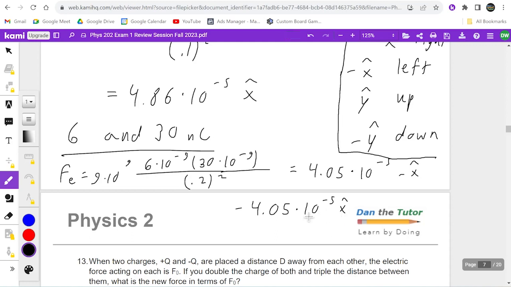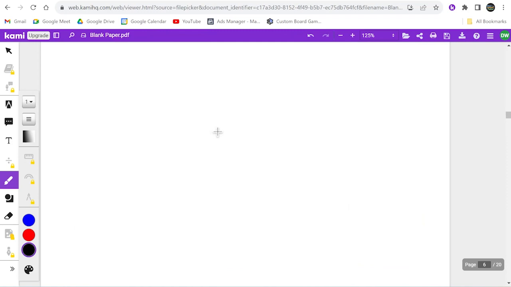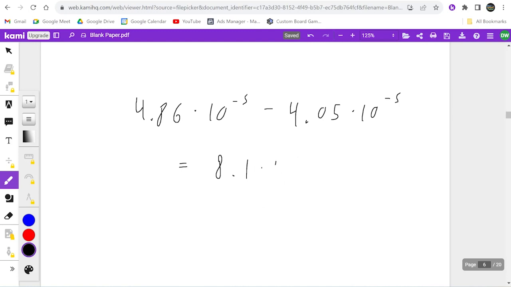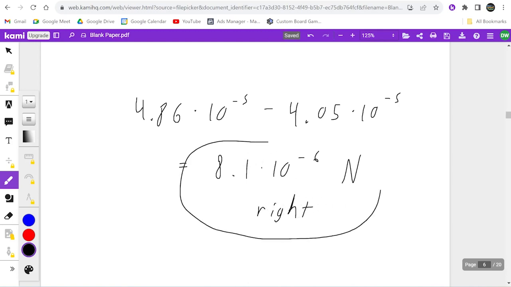And then if I want my final answer, all I'm going to do is take the two answers I just got, 4.86 times 10 to the negative fifth, minus 4.05 times 10 to the negative fifth, and I plug that in the calculator, and that will give me 8.1 times 10 to the negative 6. Units are newtons, and since the answer is positive, it points to the right. If I got a negative answer, it would point to the left.